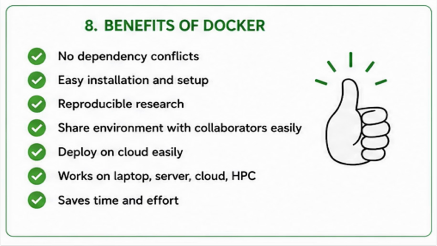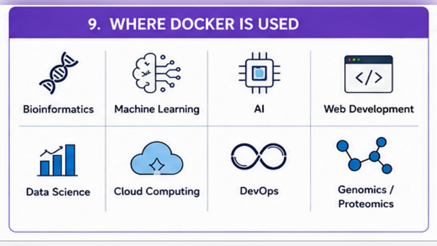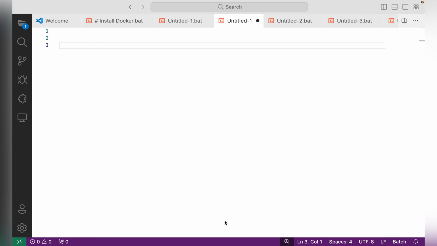Docker eliminates dependency conflicts. Installation becomes much easier. Research becomes reproducible. Collaborators can use exactly the same environment. Deployment becomes faster. Docker works on laptops, servers, cloud, and HPC systems. It also saves a tremendous amount of time. Today Docker is used almost everywhere. Bioinformatics, machine learning, artificial intelligence, web development, data science, cloud computing, DevOps, genomics, proteomics. If software needs to be portable, Docker is probably involved.